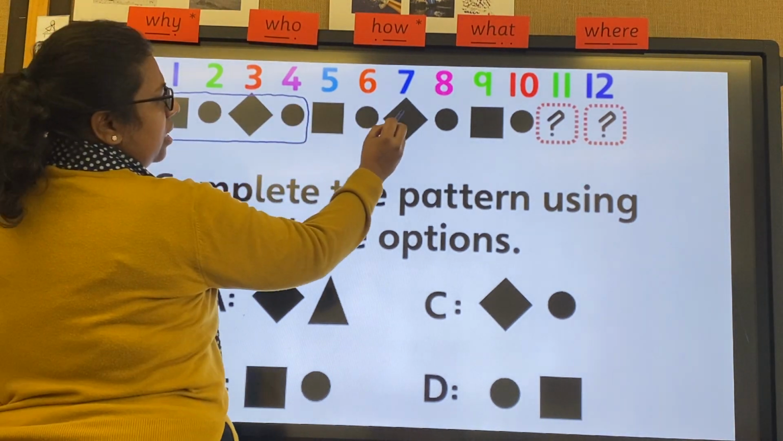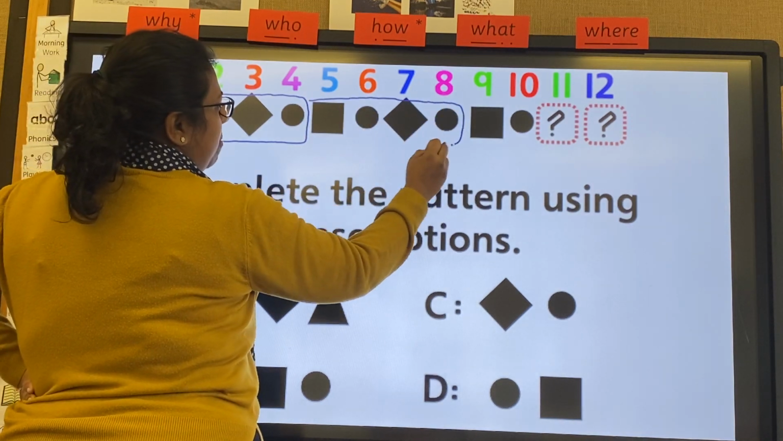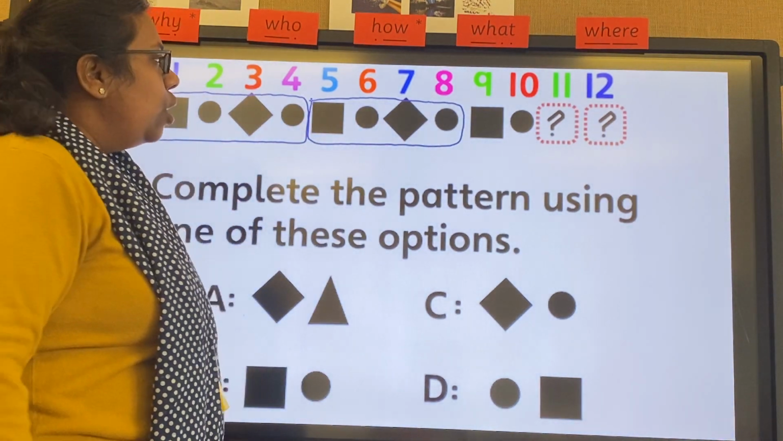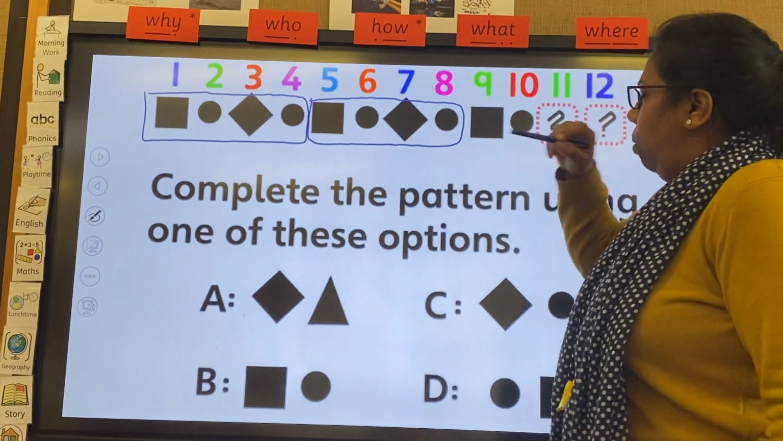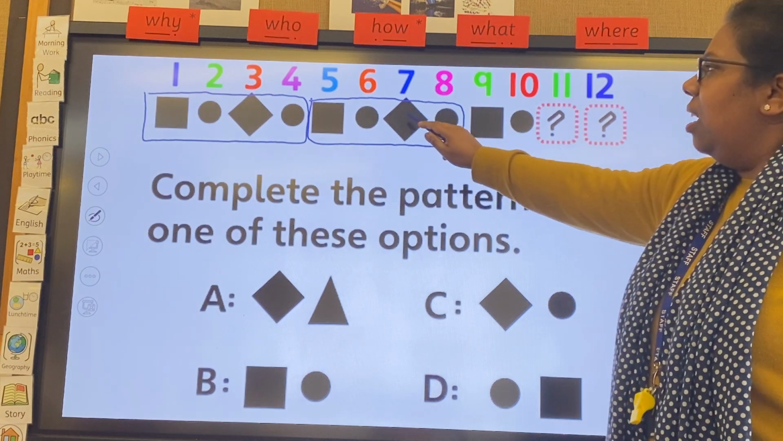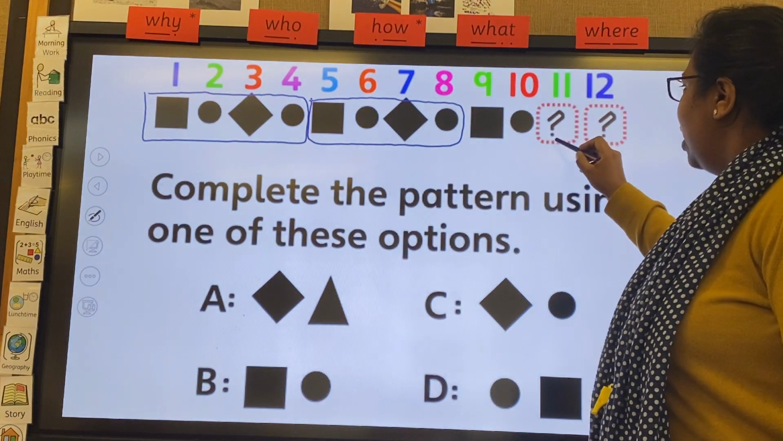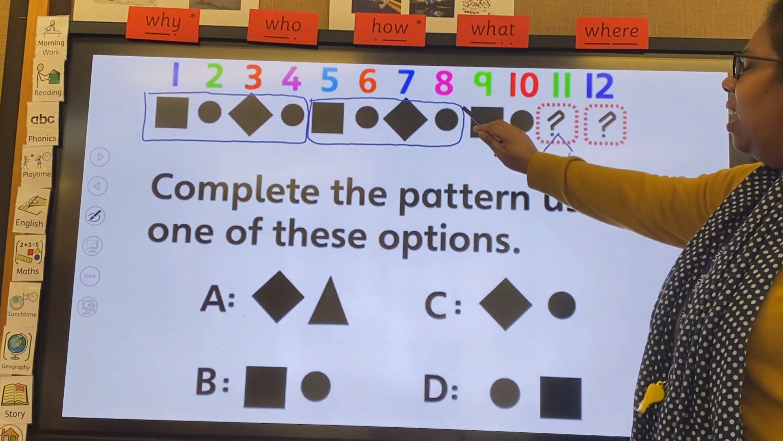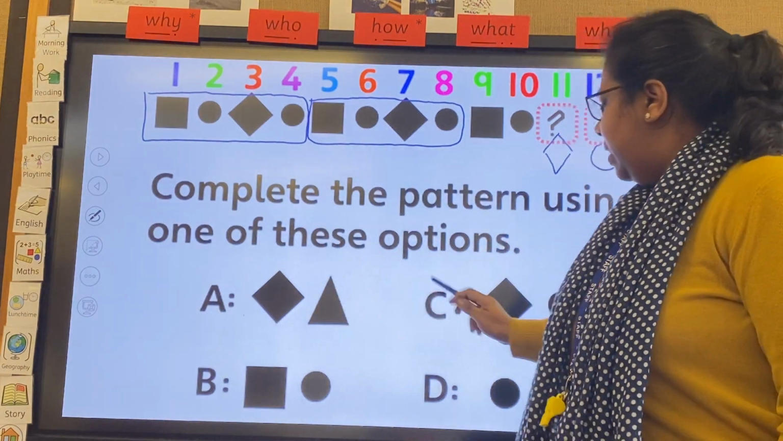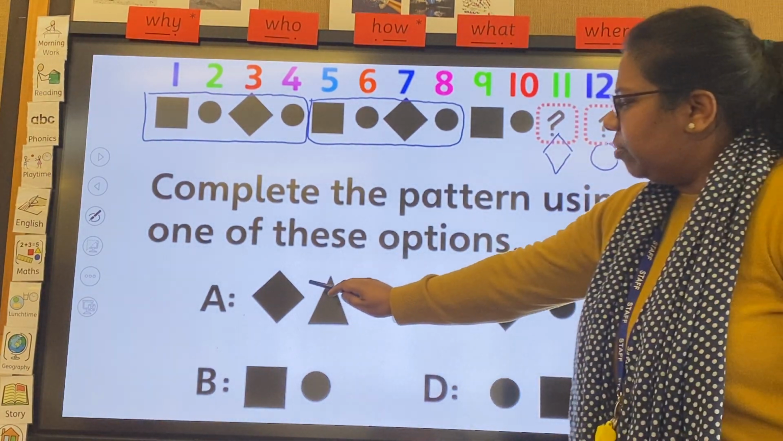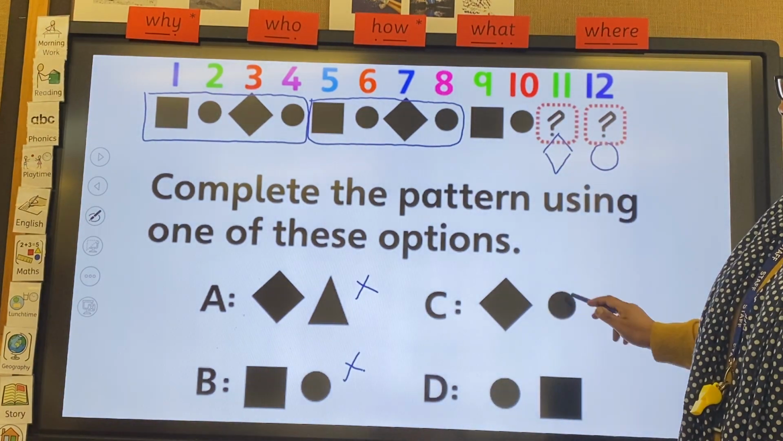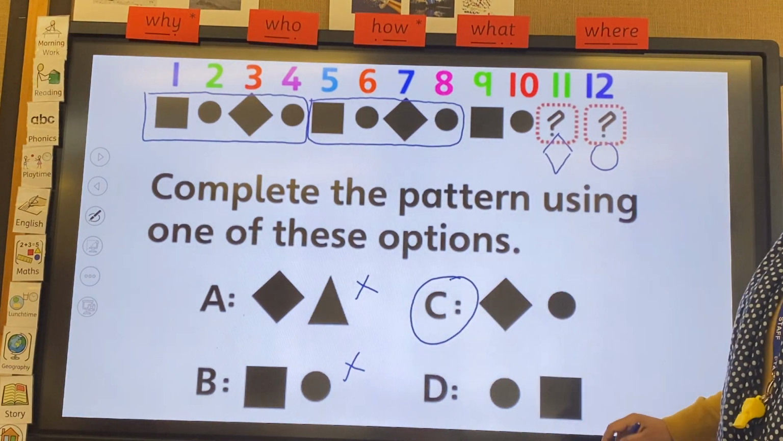Let's see, square, circle, quadrilateral, circle. Look, another pattern here. So it's repeating. This pattern and this pattern is exactly the same, which means here I have square, circle. What could this shape be? Square, circle, a quadrilateral. So I'll have my quadrilateral over here and then a circle here. So now I've got to find which of A, B, C or D matches this. So that's a square and triangle, no. Square and circle, no. I need a quadrilateral and a circle. So my answer is C.